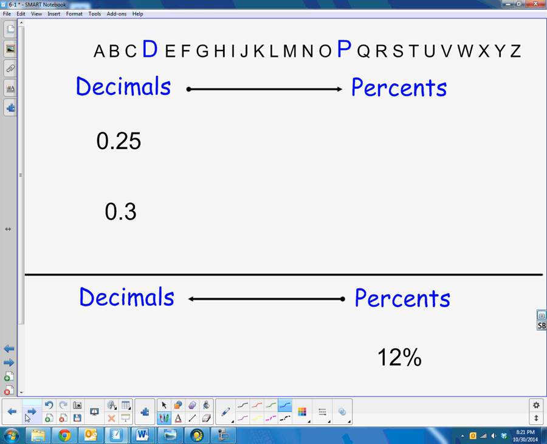Percents. Now percents, for those of you who don't remember, are always out of 100. Percents are a way for us to compare things. Remember, if we're comparing numbers, we need to have common denominators. And if we need to get those common denominators, we use percents to do that. And so decimals to percents and percents back to decimals is a really easy way to do this.